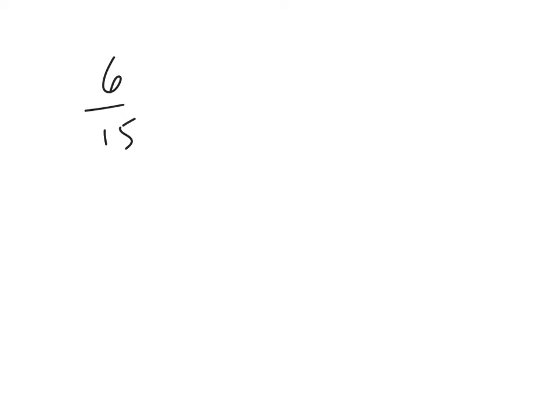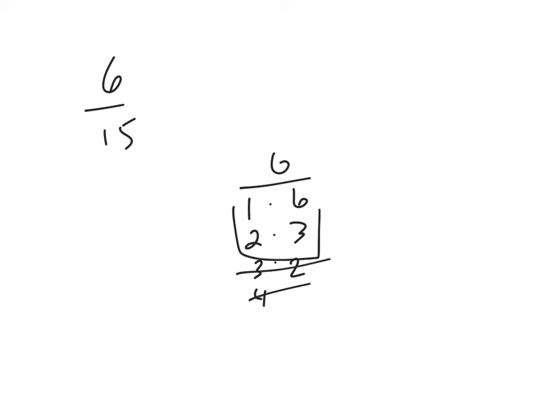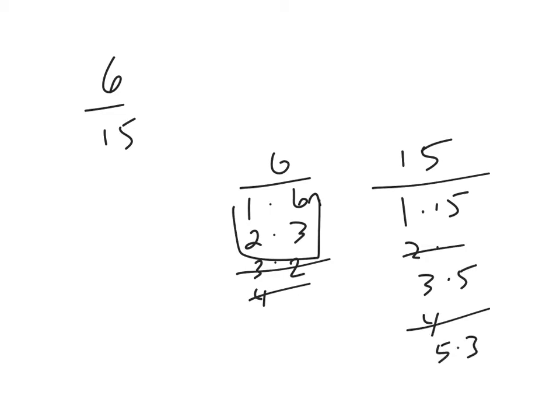The first thing we do is we list the factors of 6, okay? And so we'll say, all right, well, 1 times 6, 2 times 3, 3 times 2, so that repeats. So those are my factors of 6. Okay, and then I can do the same thing with 15. I got 1 times 15, 2 doesn't work, 3 times 5, 4 doesn't work, and 5 then repeats. So these are the factors of 15.